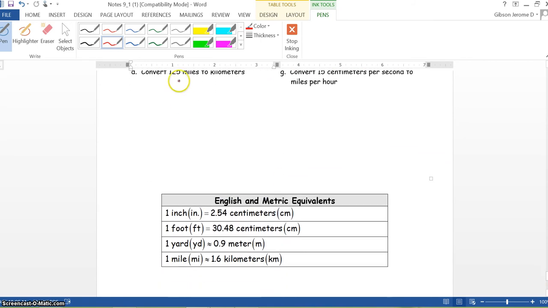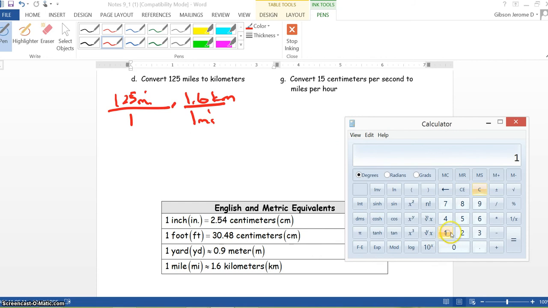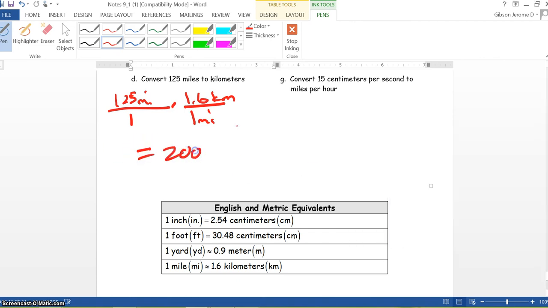Now we want to convert 125 miles to kilometers. So we would take 125 miles all over 1, and we will multiply this. We want to go from miles to kilometers. So for 1 mile is 1.6 kilometers. So we would take our calculator and we will multiply 125 times 1.6, and that will give us 200. So this will give us 200. We know these miles will simplify out. It'll be 200 kilometers, because that will give us 200 over 1.